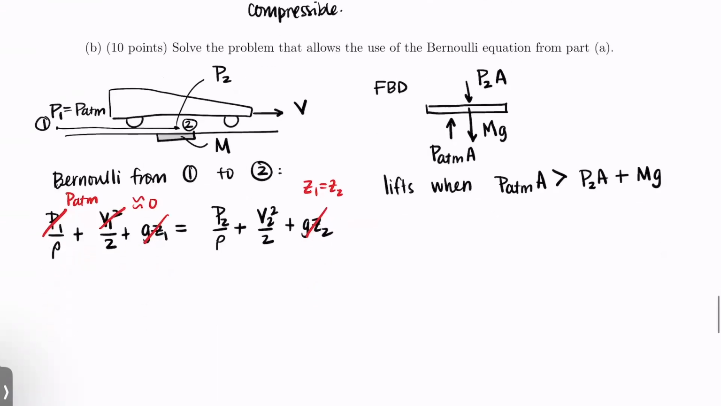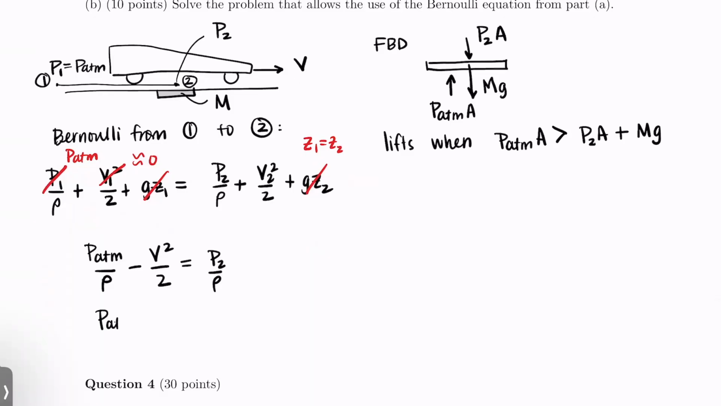Okay, so that means that we have P atmosphere over rho minus V2, which is just V, the velocity of the car, squared over 2, is equal to P2 over rho. Then I'm going to multiply through by rho so I can have an expression for P2. Okay, I'm going to take this expression and put it into here.